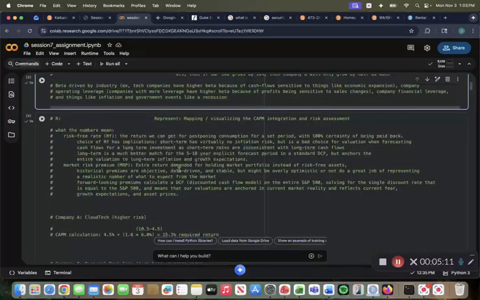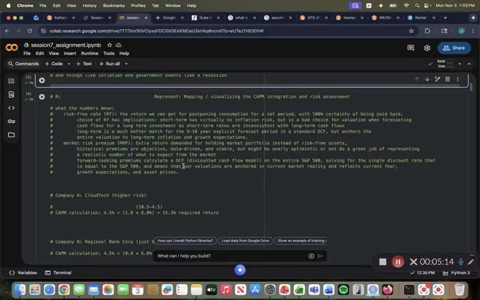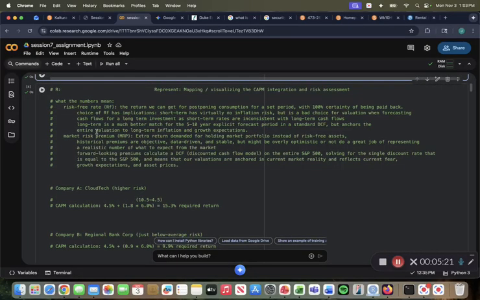We'll move on to the represent stage now, which will be mapping and visualizing CAPM integration and risk assessment. So just diving more into what the risk-free rate and the market risk premium are. The risk-free rate is the return we can get for postponing consumption for a set period with 100% certainty of being paid back. Like it says in the name, just the return we get without taking on any risk. And then the market risk premium is the extra return demanded for holding the market portfolio instead of risk-free assets.